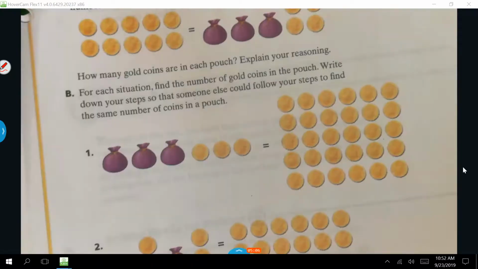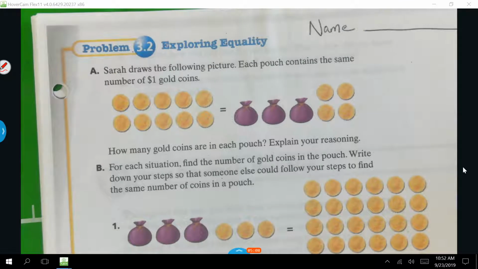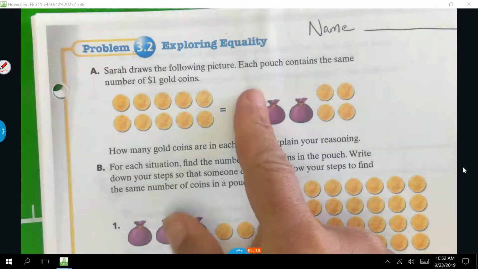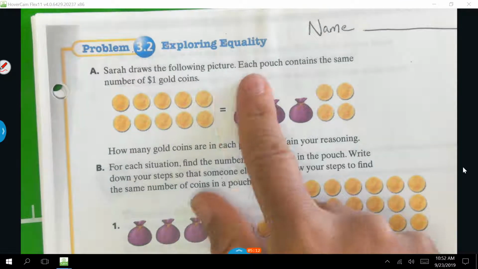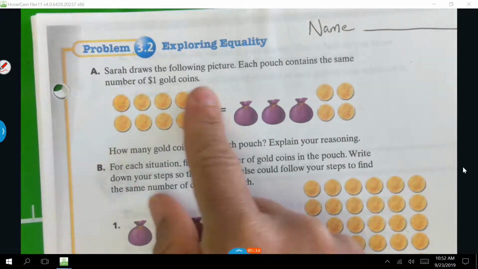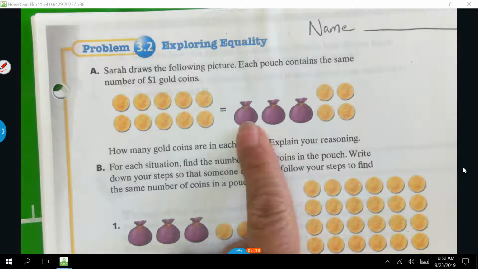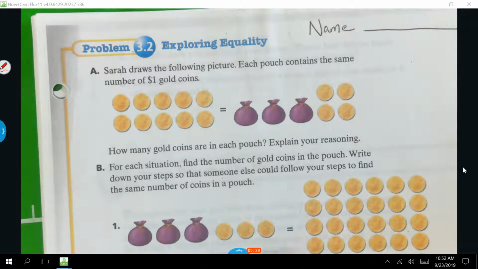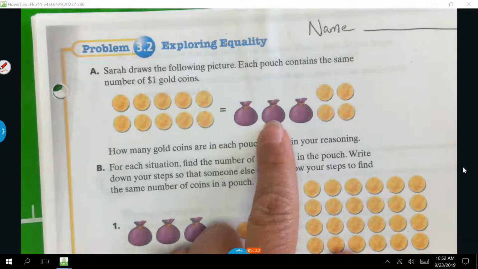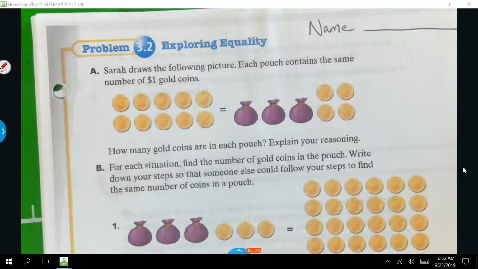So this is where your packet starts. It says, Sarah draws the following picture. Remember, she's the mathematician. Each pouch contains the same number of $1 gold coins. So you need to tell me how many gold coins are in each one of these pouches. Now, it's not that this one's 4 and this one's 7. They are all the same. Think about it. Just look at it.